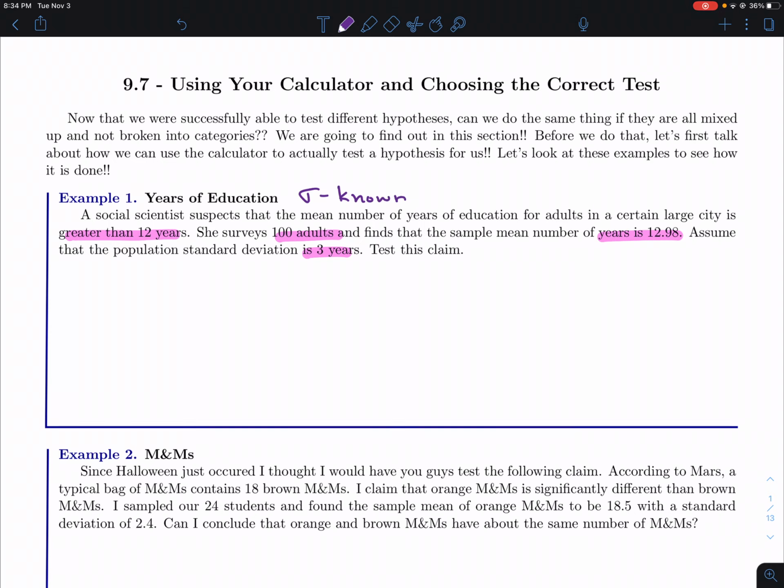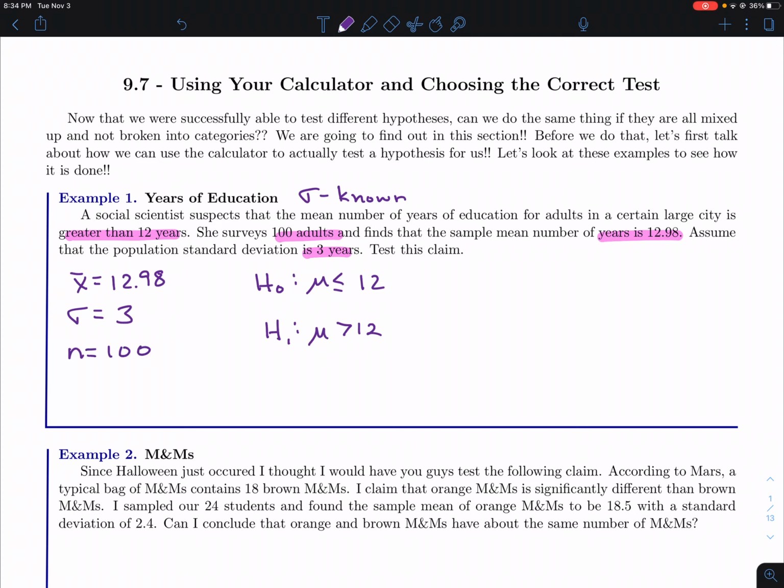And so again, what I'm looking at is my mu is greater than 12, which means my H naught is going to be mu less than or equal to 12. And then my sample mean, which I'm going to need to know, is 12.98, and my population standard deviation is 3 years. Oh, and my n is 100.